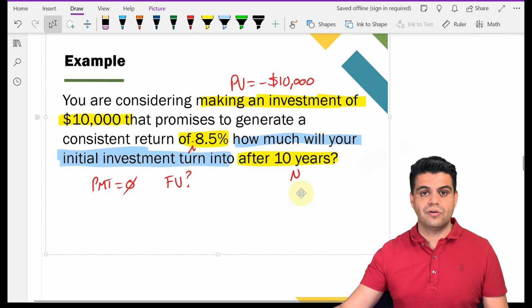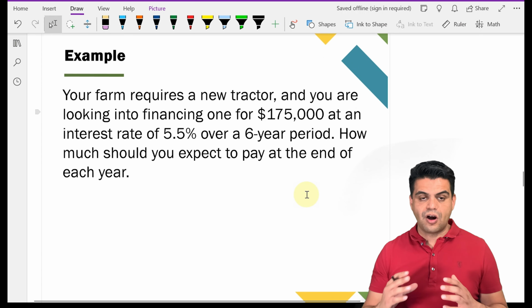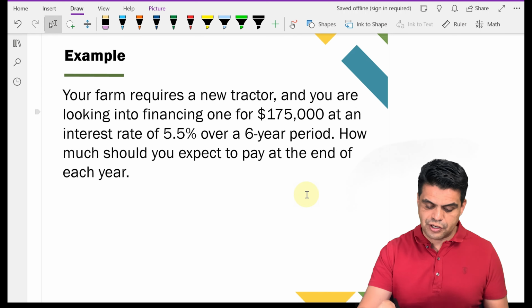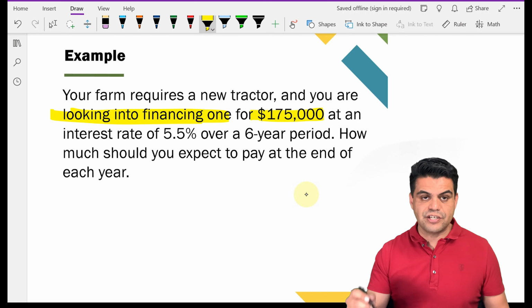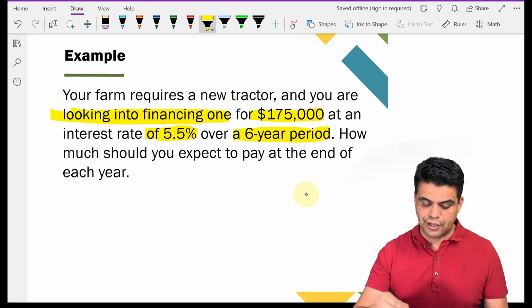Okay, I hope that was straightforward and I hope that was helpful. I have one more example for you. Okay, so your farm requires a new tractor and you're looking into financing one for $175,000. So looking into financing one, right? At an interest rate of 5.5% over a 6-year period.